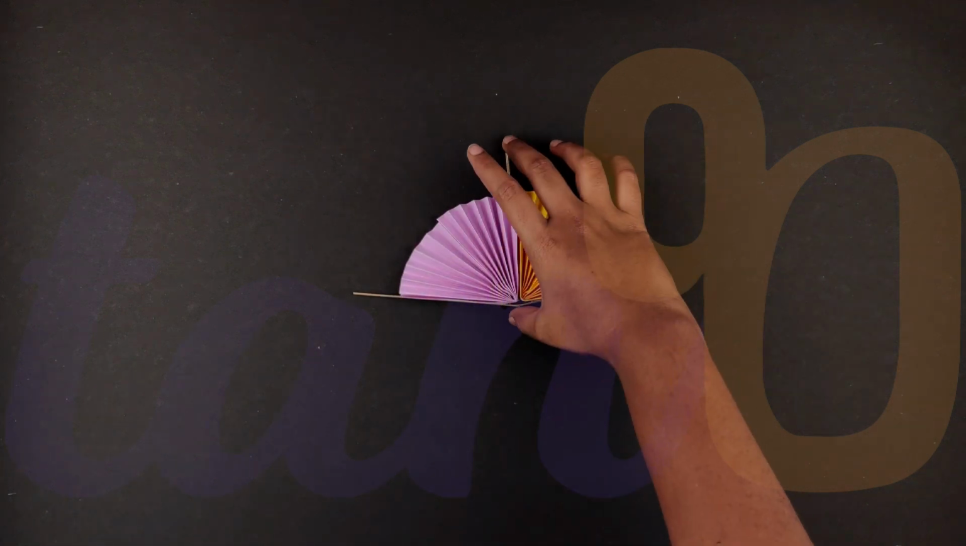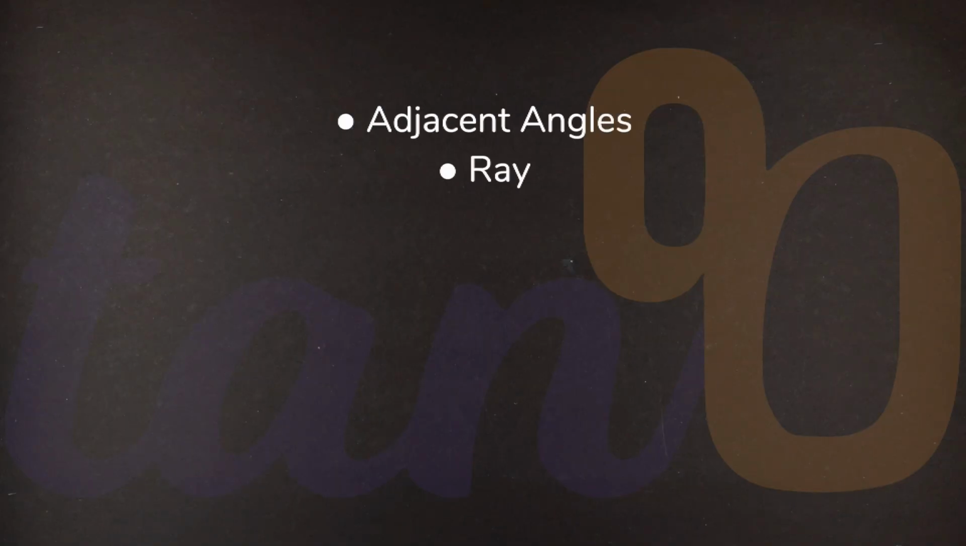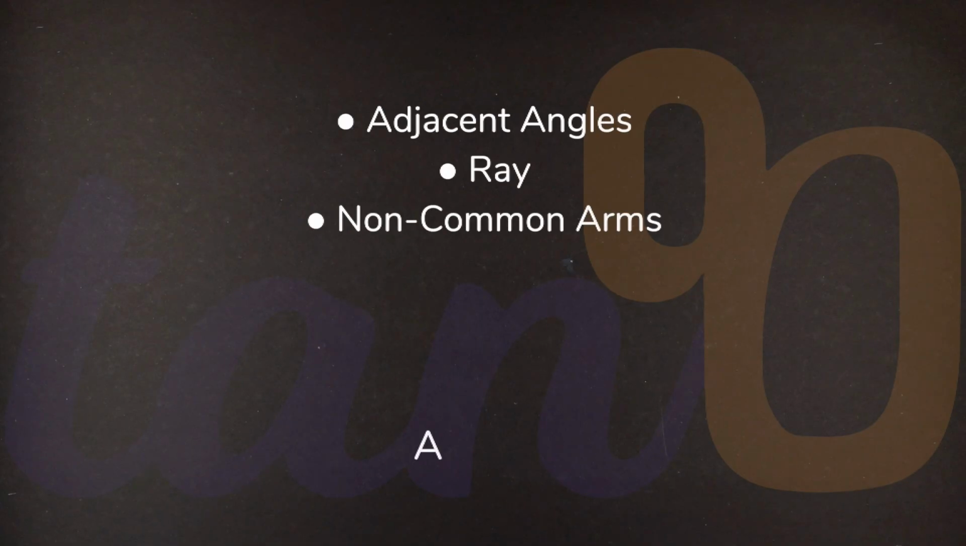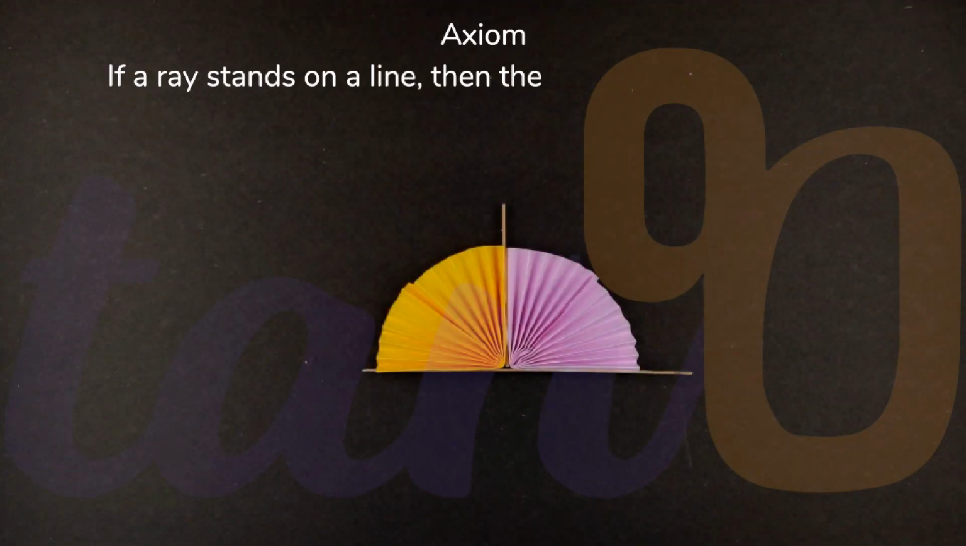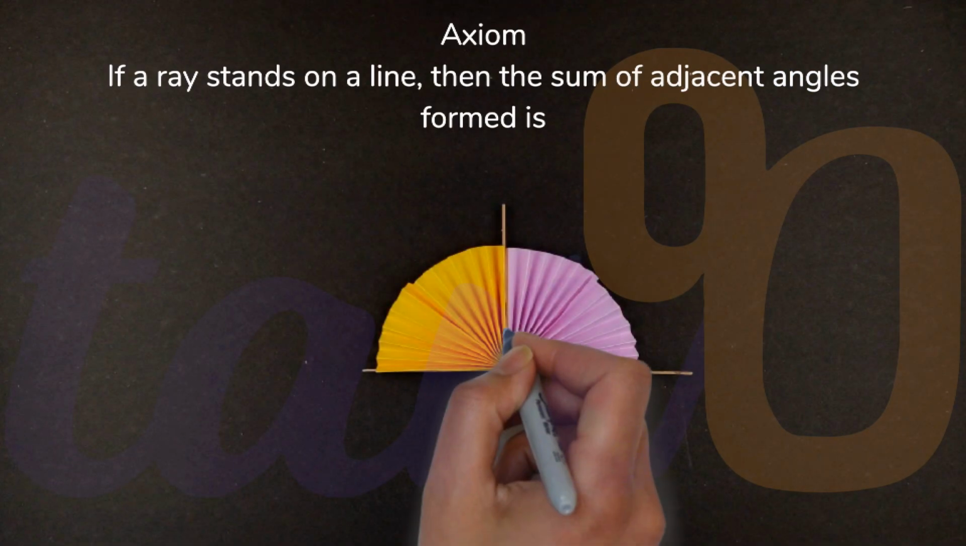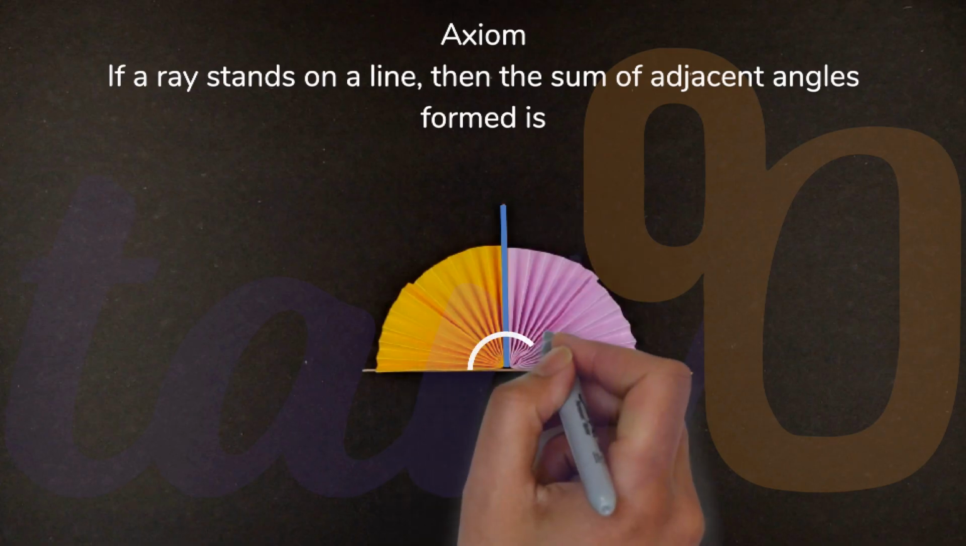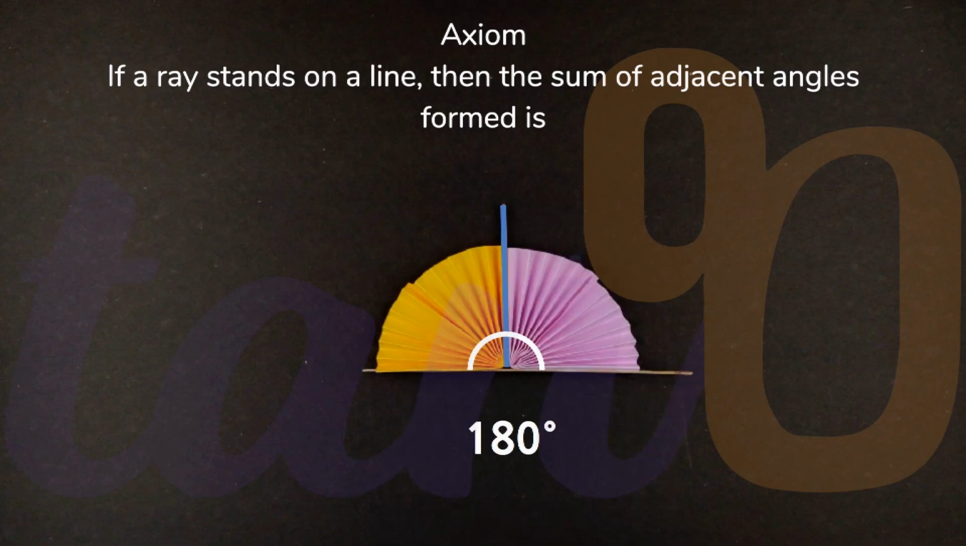Now that we know what adjacent angles, ray and non-common arms are, let's learn about some axioms. Axiom: if a ray stands on a line, then the sum of adjacent angles formed is 180 degree, as we can see in this model.